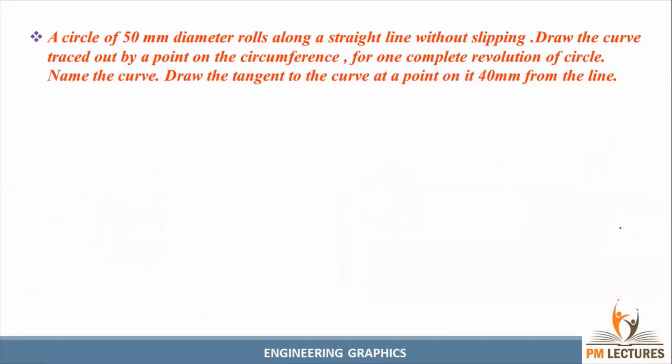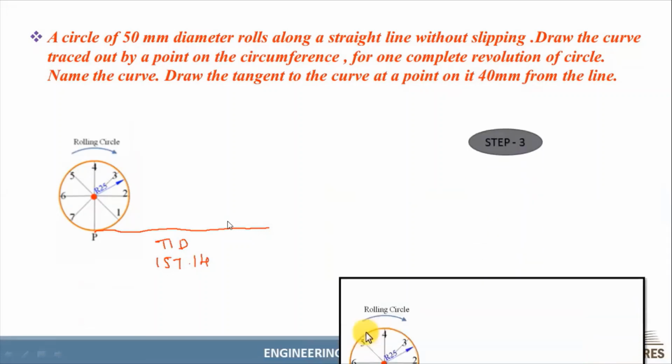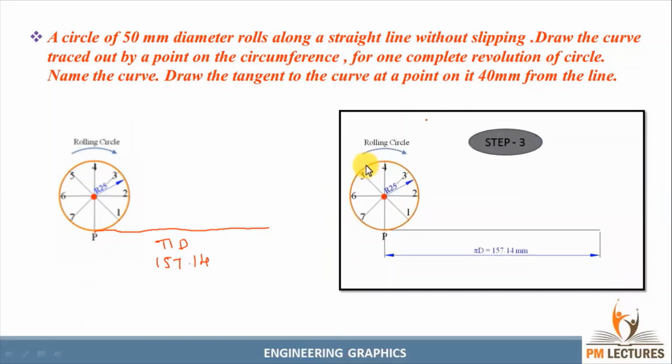Then the third step: from the point P we need to draw a horizontal line, and the magnitude of this horizontal line is the circumference of the circle. The circumference of the circle is pi into d. For this problem, we have 157.14. We can't draw the 0.14, so we can draw up to 157. That's enough. It will look like this, guys. Okay, we can move to the next step.